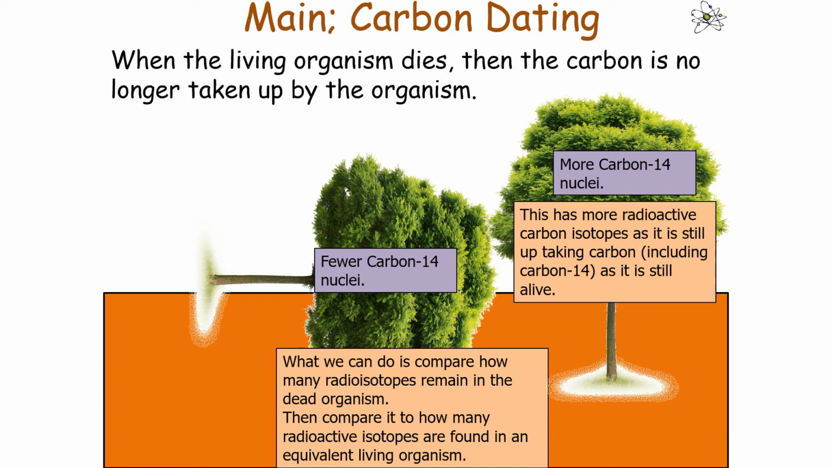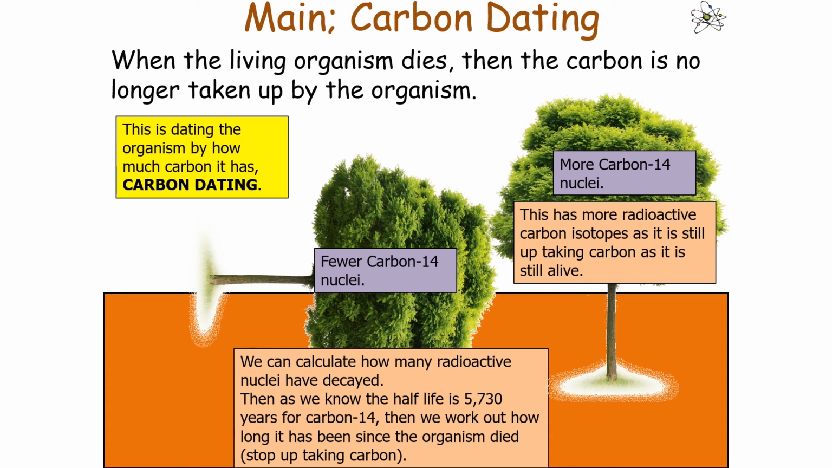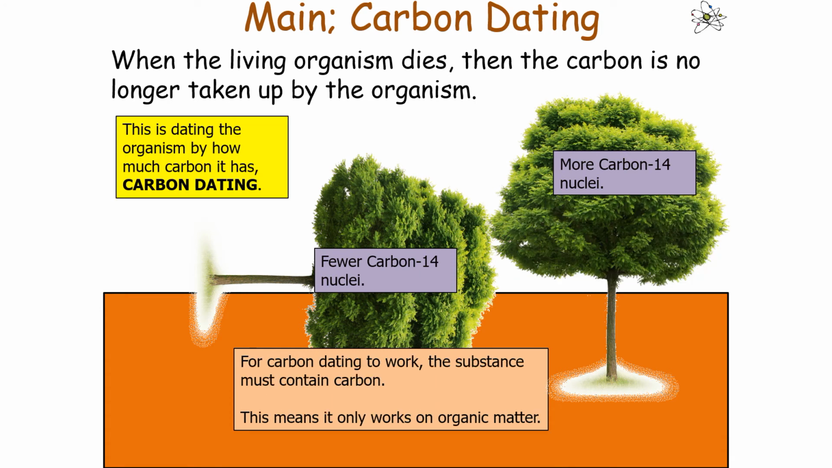So at that point, we can compare this to how many radioisotopes remain in the dead organism, and therefore we can work out how many half-lives have taken place for those number of carbon-14 to decay out of the dead organism. So we can calculate how many radioactive nuclei have decayed, and we know that the half-life of carbon-14 is 5,730 years, and we can then work out how long it's been since the organism died and stopped taking up carbon-14 in its living processes. So this dating of the organism by how much carbon it has is called carbon dating.